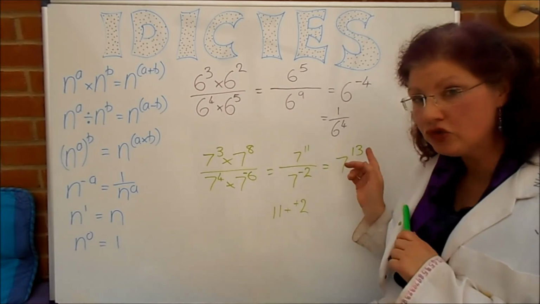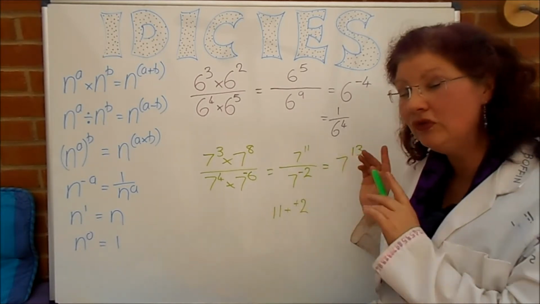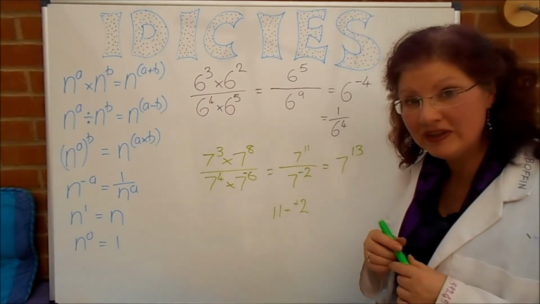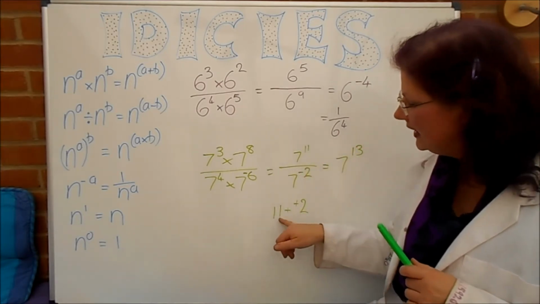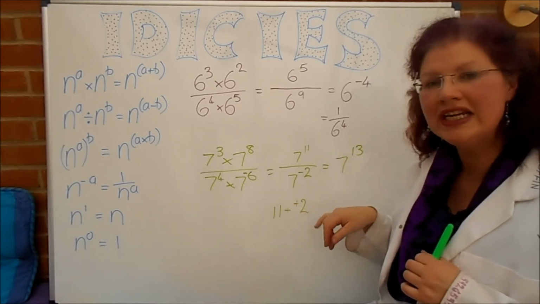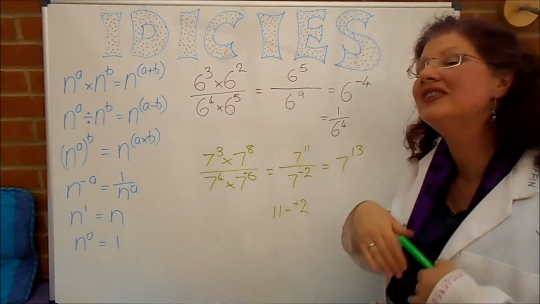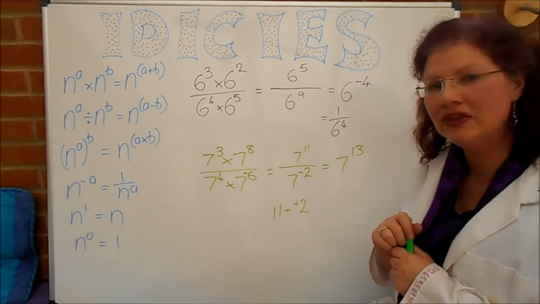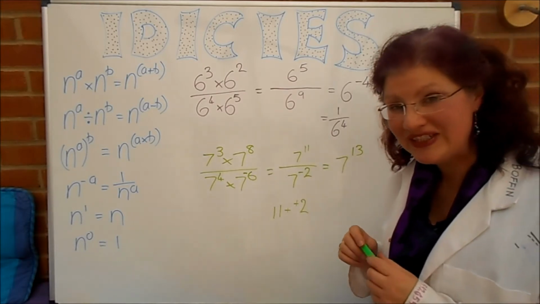Now that was a little tricky because of the negatives in there, so if you didn't get that, check out the Batty Boffin videos on adding and subtracting positives and negatives. So that's 11 take away negative 2. That's like somebody is stealing your debt. They're taking away a negative number, which is the same as adding a positive. 11 take away negative 2 is positive 13.